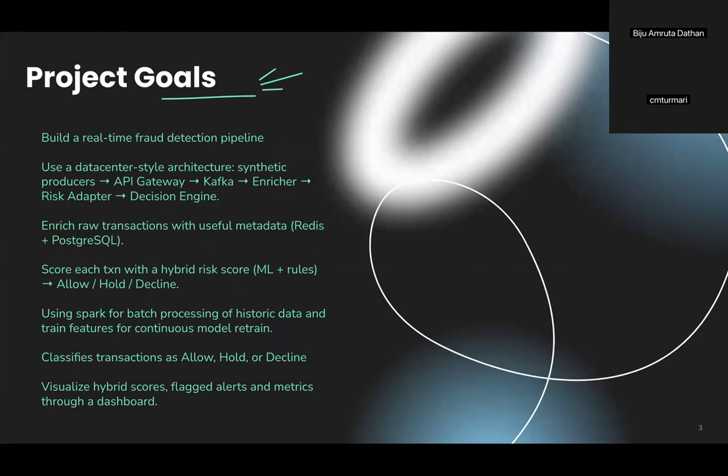So we have producers to API gateway to Kafka to Enricher to Risk Adapter and to decision engine. Each transaction is enriched with data from Redis and PostgreSQL, scored with a hybrid risk model that mixes ML and rules, and it is labeled as allow, hold, or decline. We also use Spark to process historical data for continuous model retraining and build a dashboard to visualize scores, alerts, and metrics in real time.